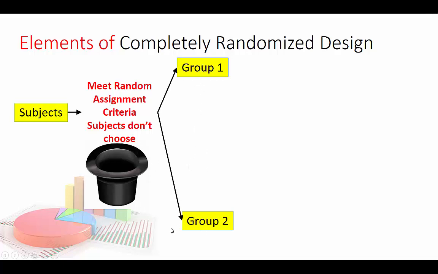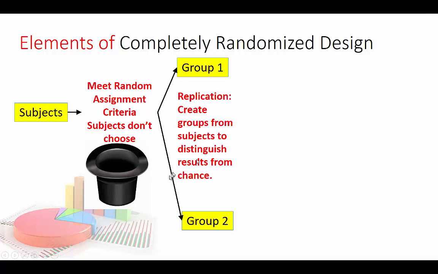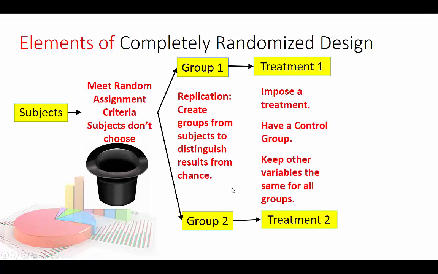Here I only have 2 groups, but you could have quite a few groups if you needed them. But it's important to create groups. Don't have individual 1, individual 2, individual 3. And the reason is we need to be able to distinguish the results and make sure that it's not just chance creating that. So by having groups and increasing our sample size here, we minimize the effects of just plain old chance. So once you've established your groups, you assign treatments to them.